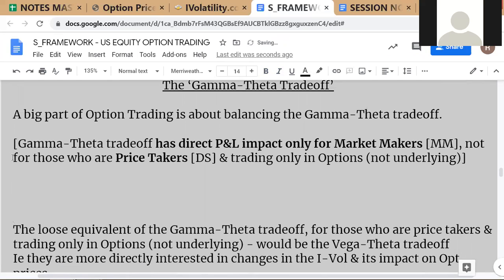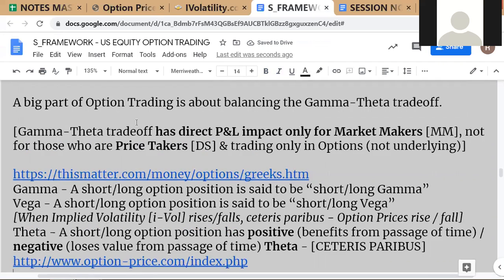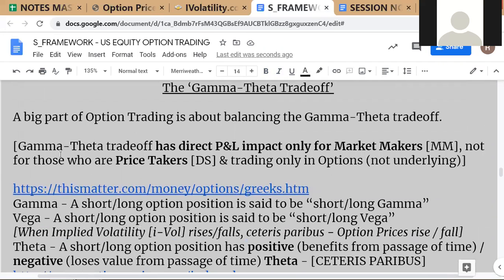This is a very important aspect of option trading. If you have a very technical options interview, they may ask you about this. I don't know if they will, but I think it's always good. You must know this if you've studied option trading; it's an important thing to understand.